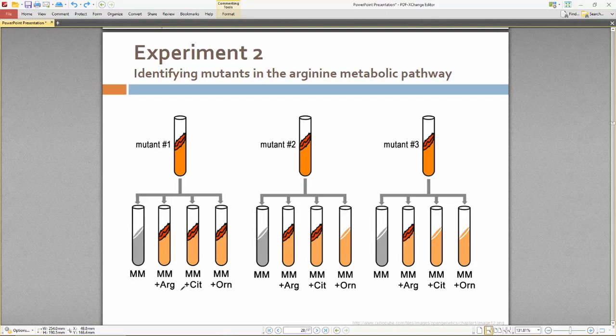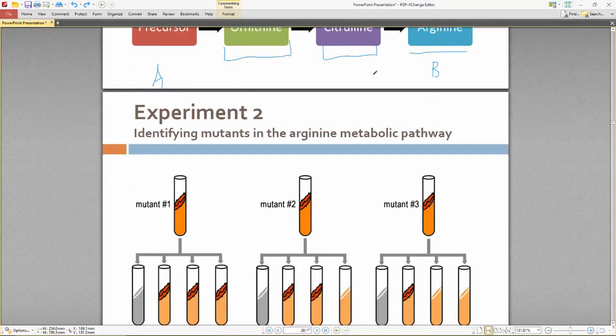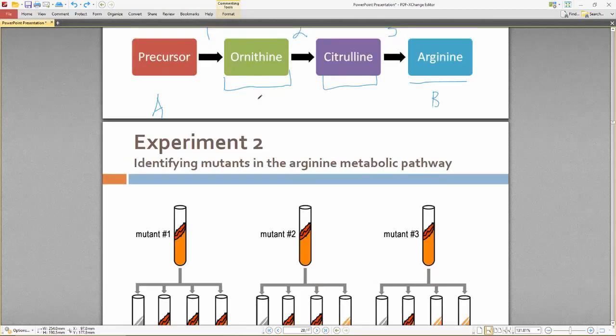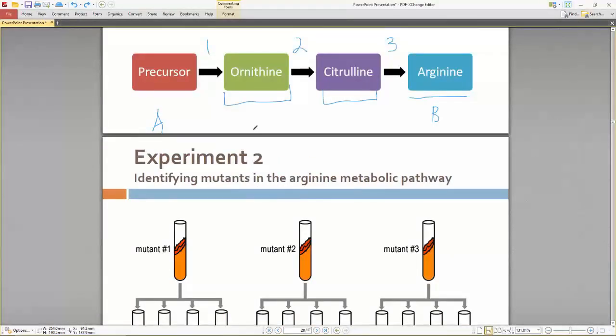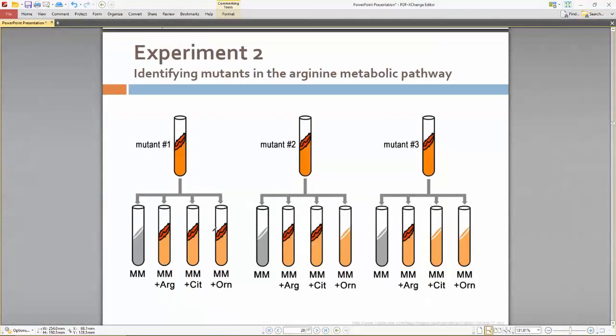Arginine is the final product. Citrulline, if you see here, is second last. Ornithine is third last. Sounds weird to say. And then there's just the precursor. If it can grow with just the precursor, then it's not an arginine pathway mutant, because that means this is working, and this is working, which is why they don't supplement the precursor here.